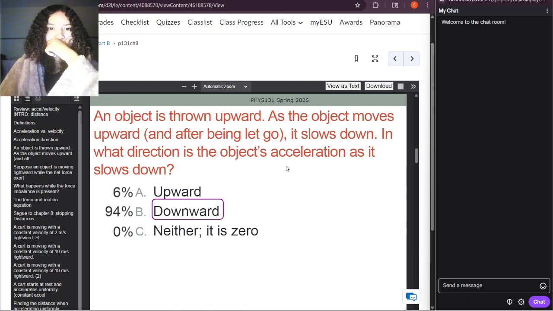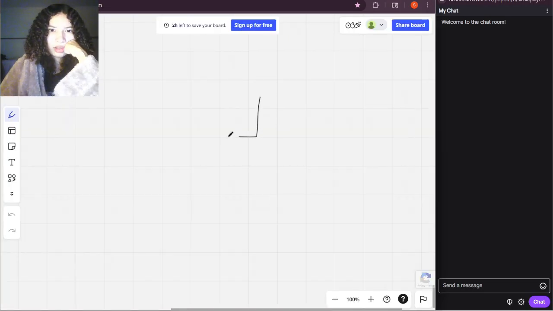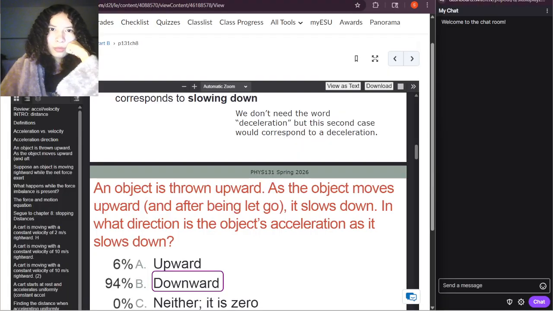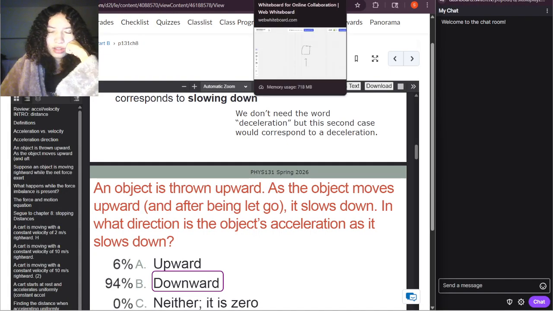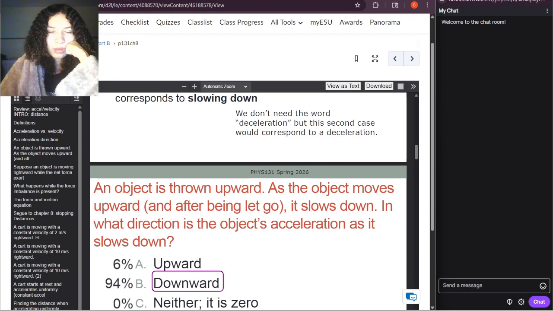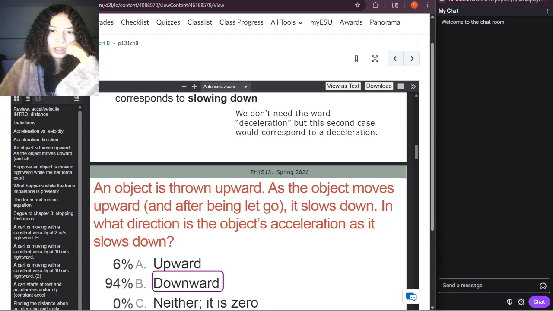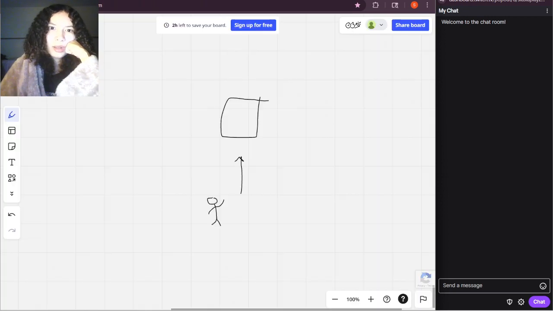Alright, let's see if we can get these problems right. An object is thrown upward. So I have my nice little whiteboard, so it's not going to be that boring. Well, it's still boring, but whiteboards are fun. An object is thrown upward. I'll make a little stick figure to represent it being thrown. After it's let go, it slows down. What is the object's acceleration as it slows down?